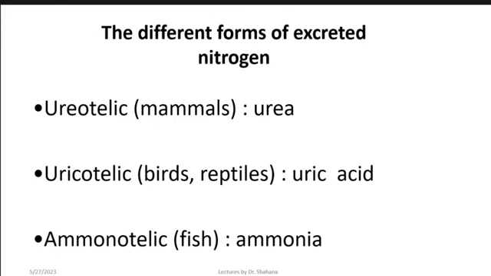Three different forms of nitrogen excretion are there: ureotelic, which is present in mammals; then uricotelic, which is present in birds and reptiles, where uric acid will be formed; and ammonotelic, which is present in fish, where ammonia is formed.